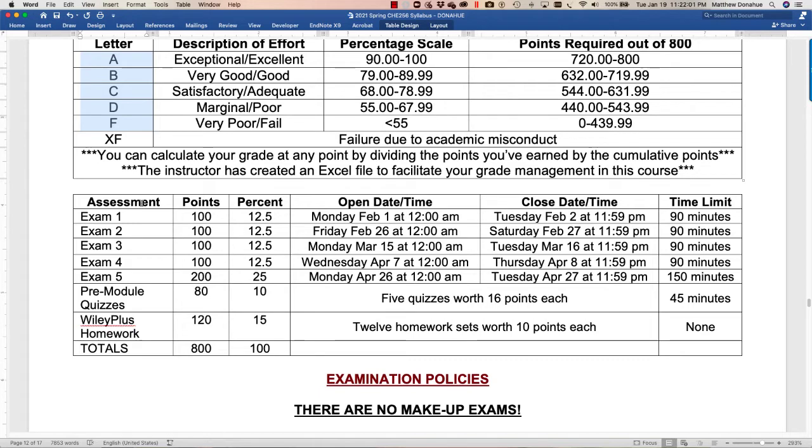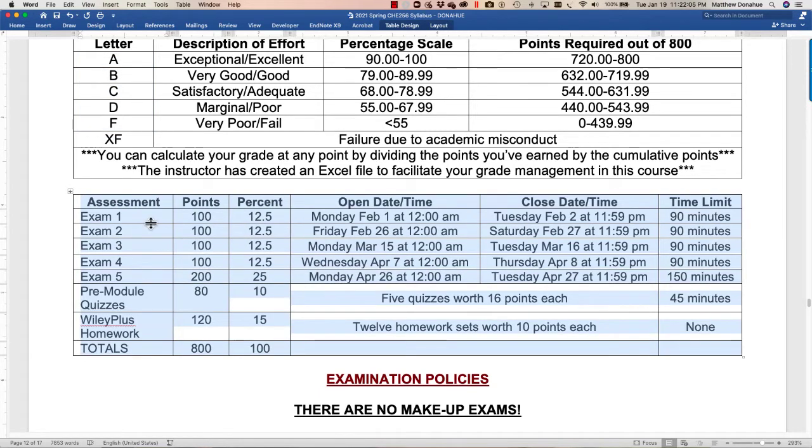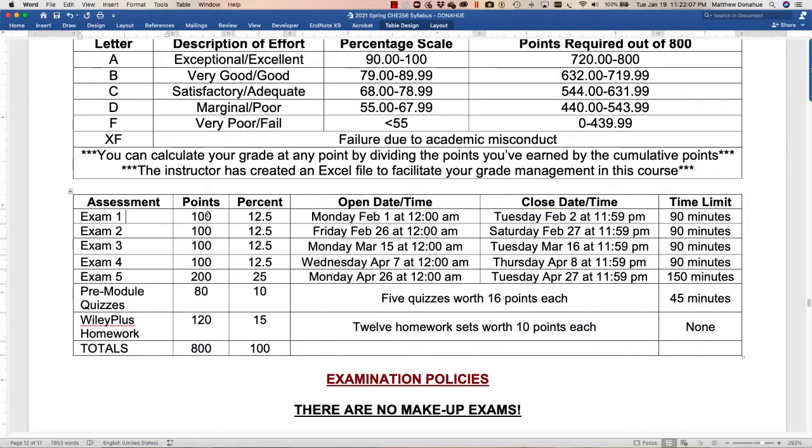Here's the assessment schedule relisted again in a different tabular format. So exam 1 is 100 points. It's 12.5% of your grade. It opens Monday, February 1st at 12 a.m. It closes Tuesday, February 2nd at 11:59 p.m. So this is a 48-hour window. Once you start, you have 90 minutes to complete it.